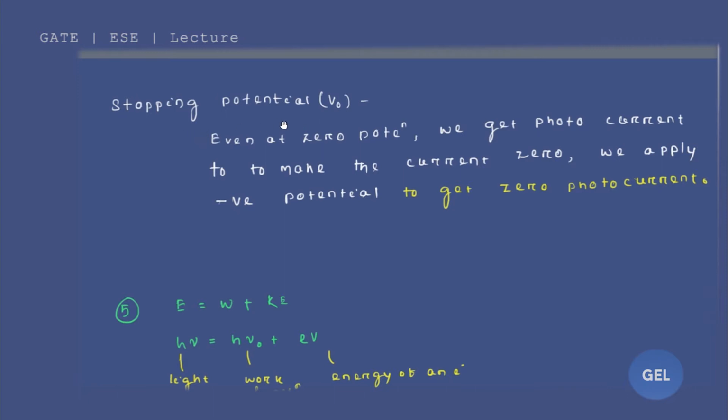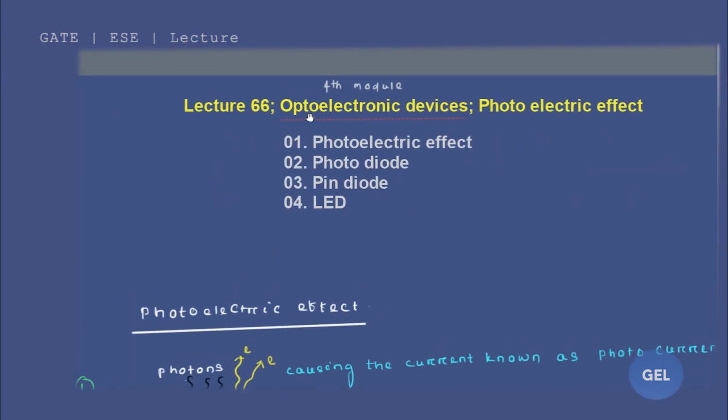That is nothing but your stopping potential. Sir, ये V0 potential barrier तो नहीं है ना? नहीं. This is your stopping potential.